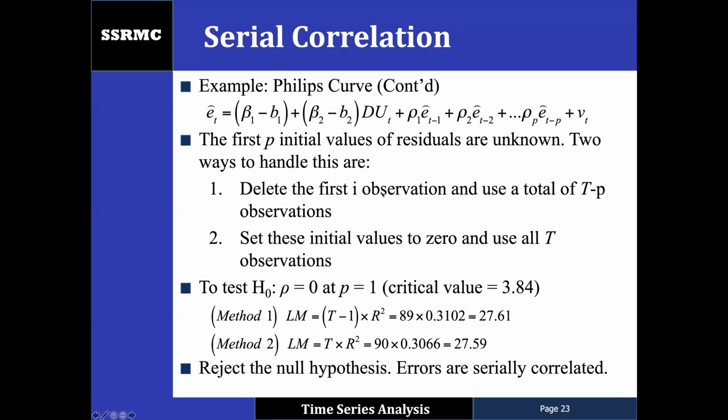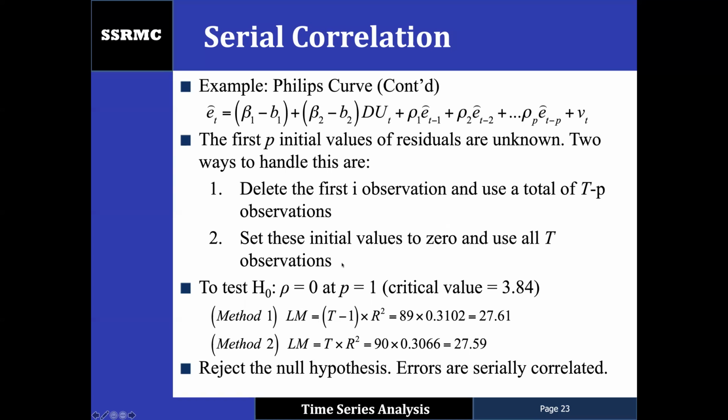There are 2 ways of handling this. One is to simply delete any observation with a missing value. That basically means the first P observations are gone. Your sample size will be reduced by P, the number of lags or the length of lags that you're considering. So that's the first one. Second, you can set the initial values to 0, then use all observations.